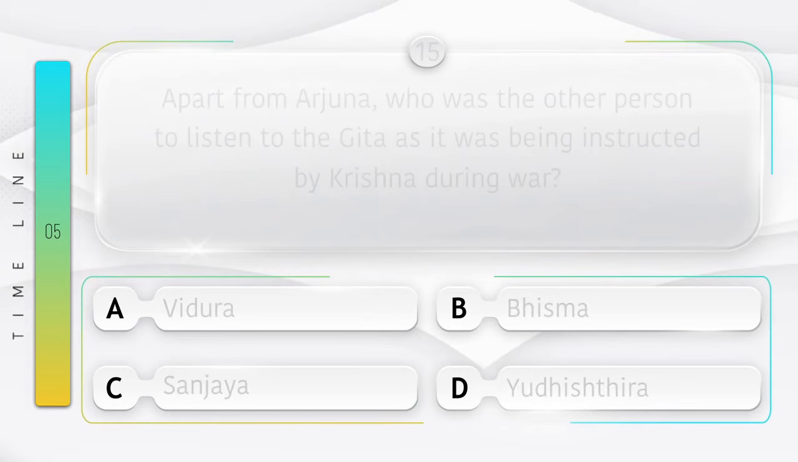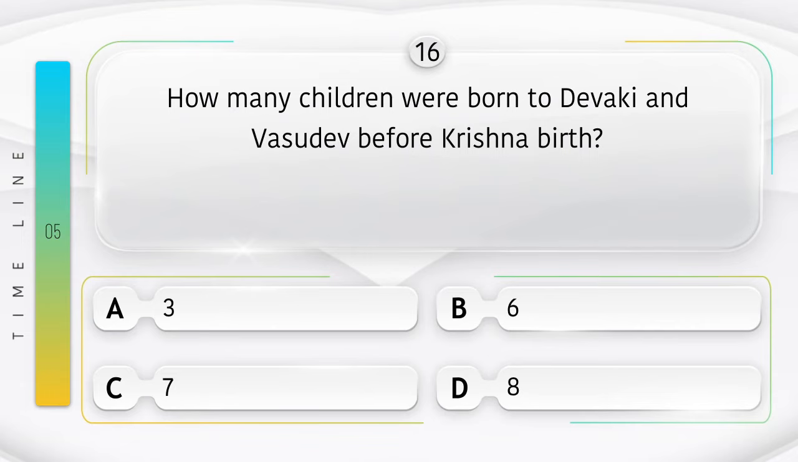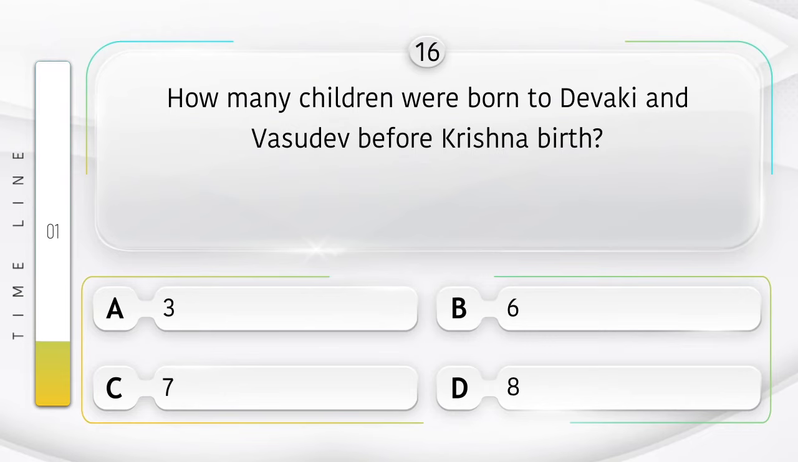How many children were born to Devaki and Vasudev before Krishna's birth? Option A. 3, B. 6, C. 7, D. 8. Answer is option B. 6.